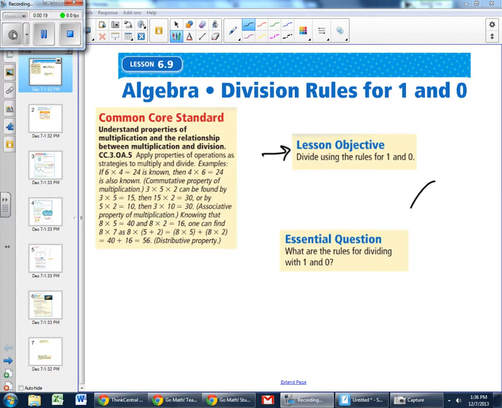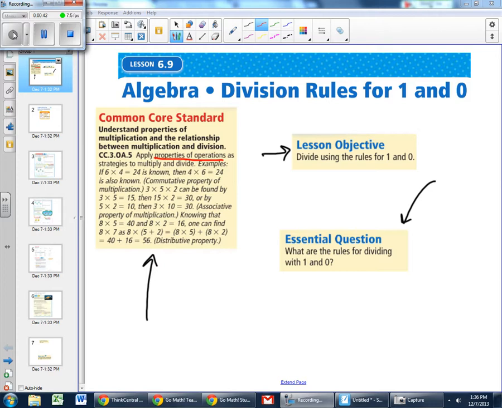And that is exactly what your essential question is asking you: what are the rules for dividing with 1 and 0, which you'll write about at the end of the chapter. Looking at our Common Core standard, you should see lots of our vocabulary words. Apply properties of operations as strategies of multiplying and dividing.